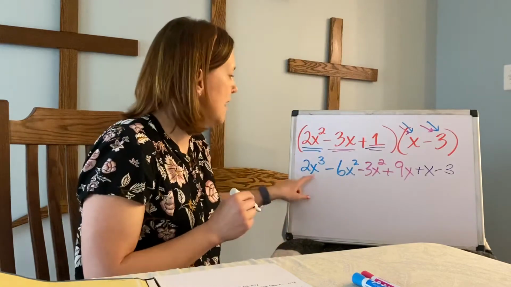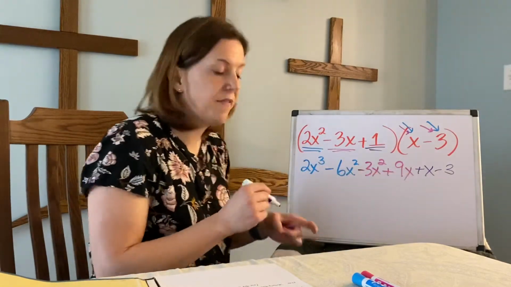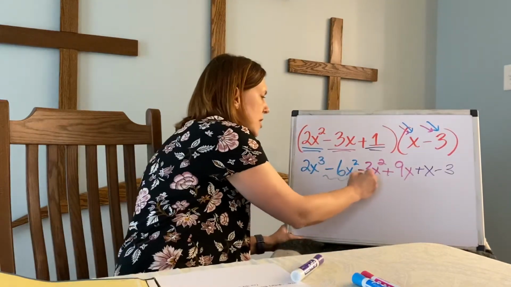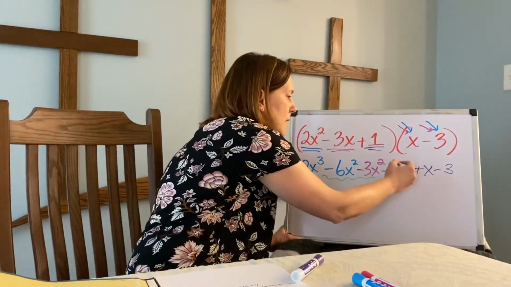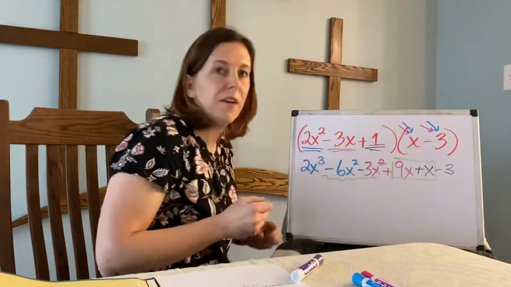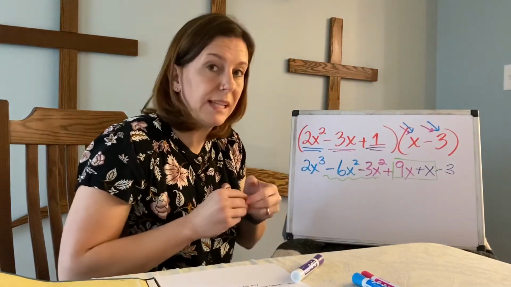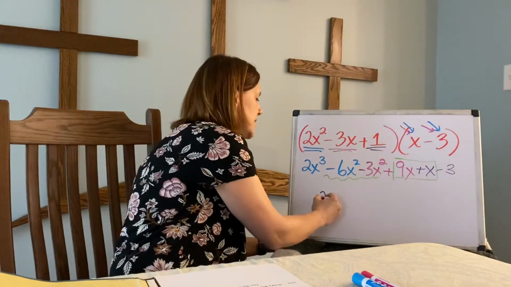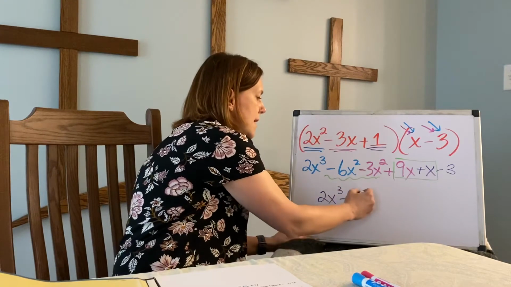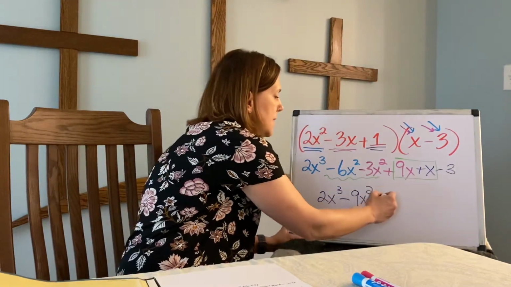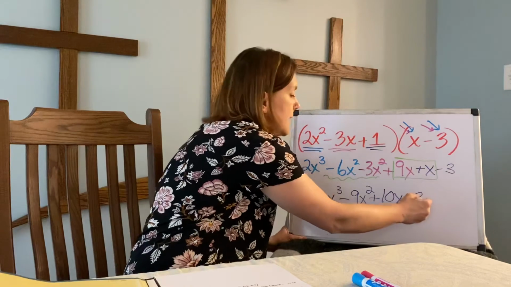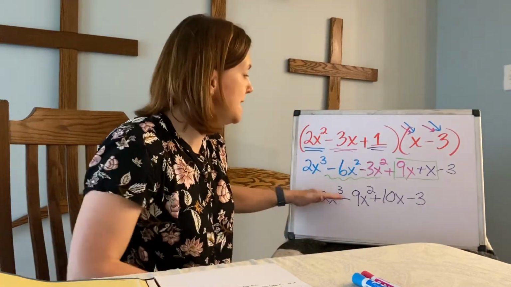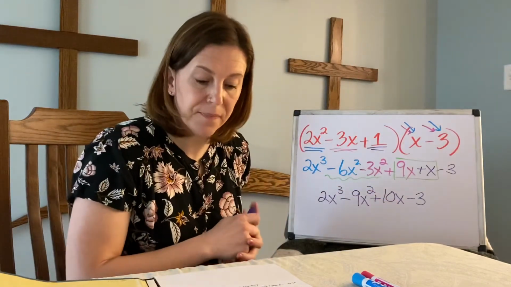Okay, at this point, I have 6 terms. I'm going to find my common terms, and this time I'll draw a little box around them, or I'll just underline them. So my final answer should be cleaned up completely and written in descending order. So it's going to give me 2x cubed minus 9x squared plus 10x minus 3 as my final answer for that. Standard form, descending order of powers.